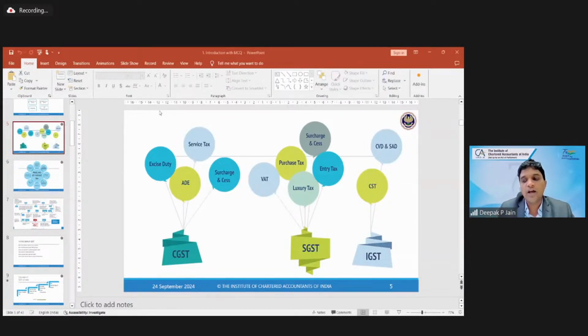Okay, so I will share the presentation. Please go through it so that you understand the basics of GST very well. Then we'll get into the other chapters. Our next session is on Thursday. So every Tuesday and Thursday, we'll have a session.